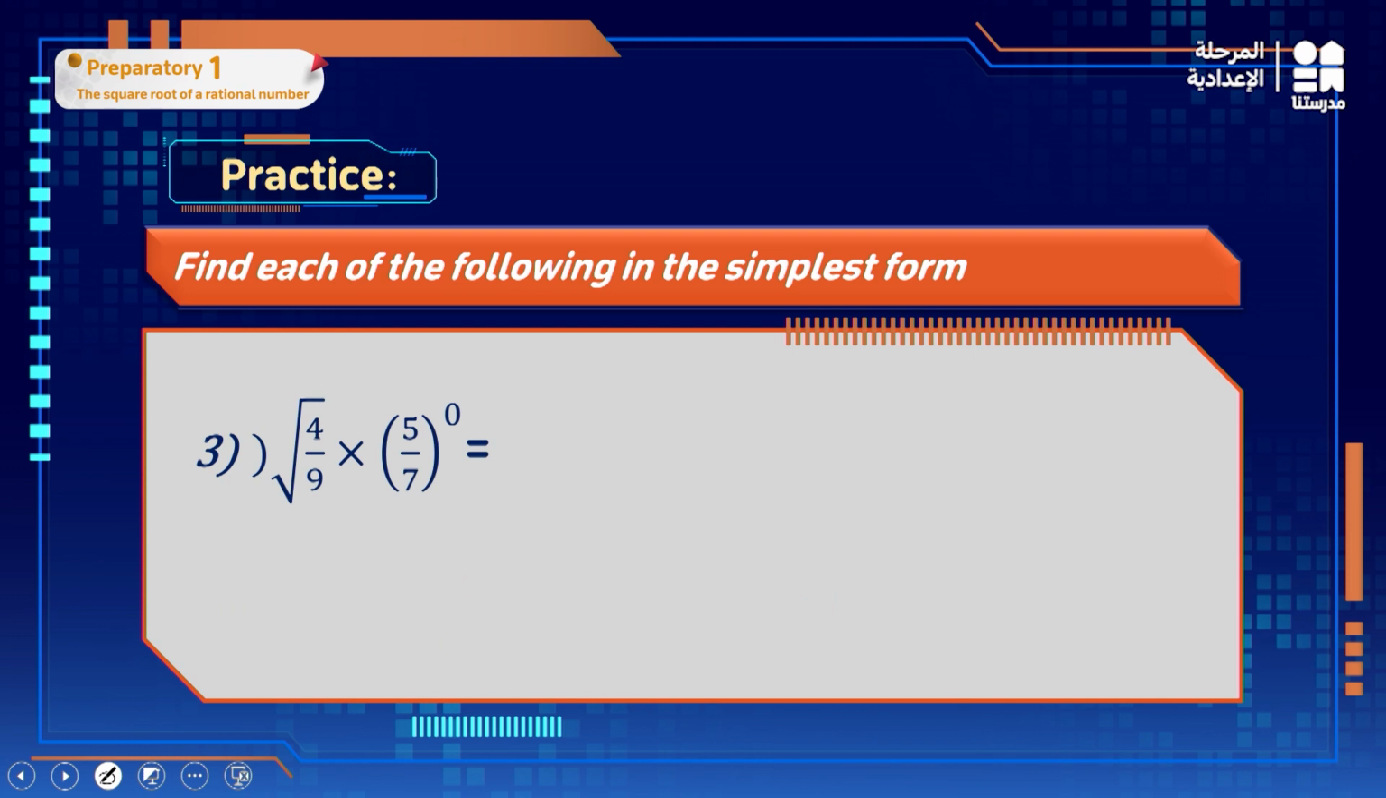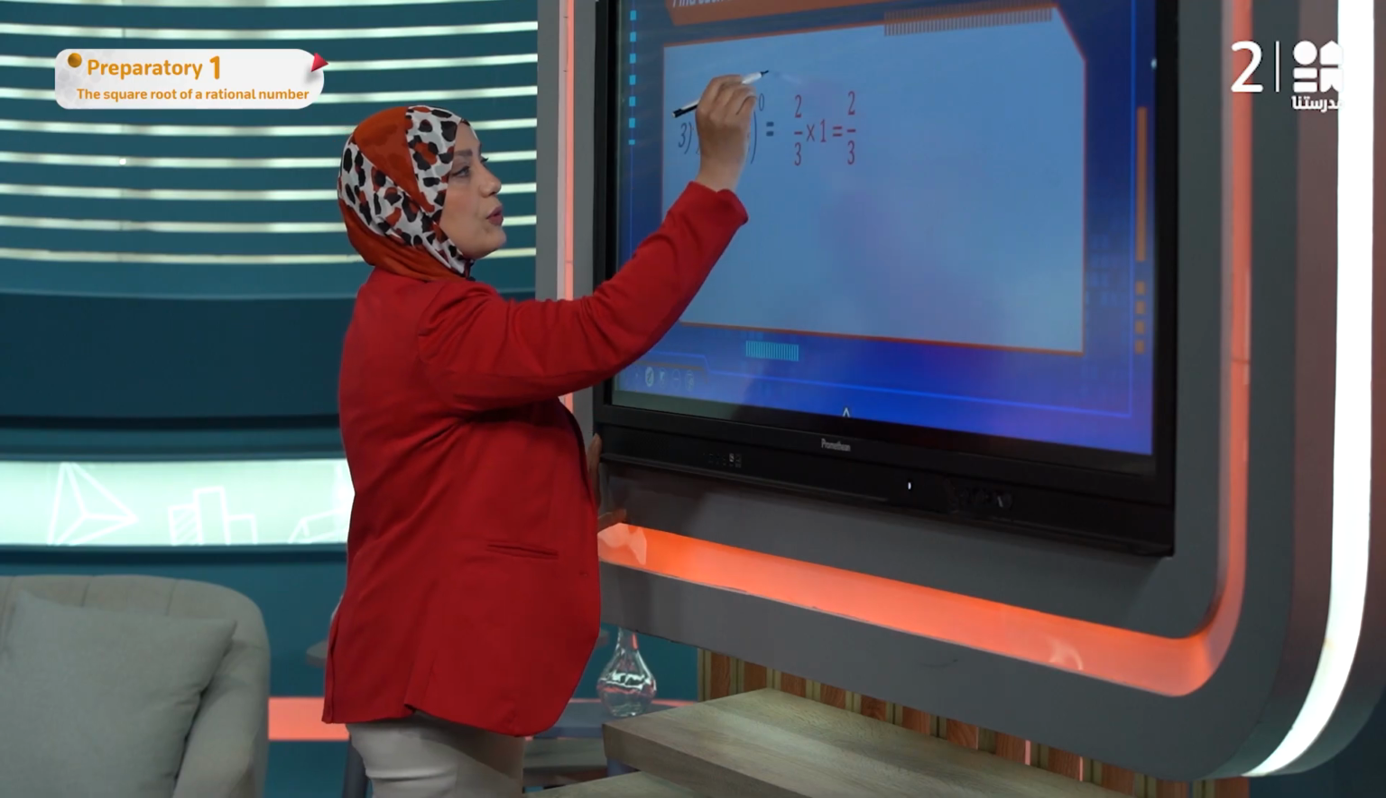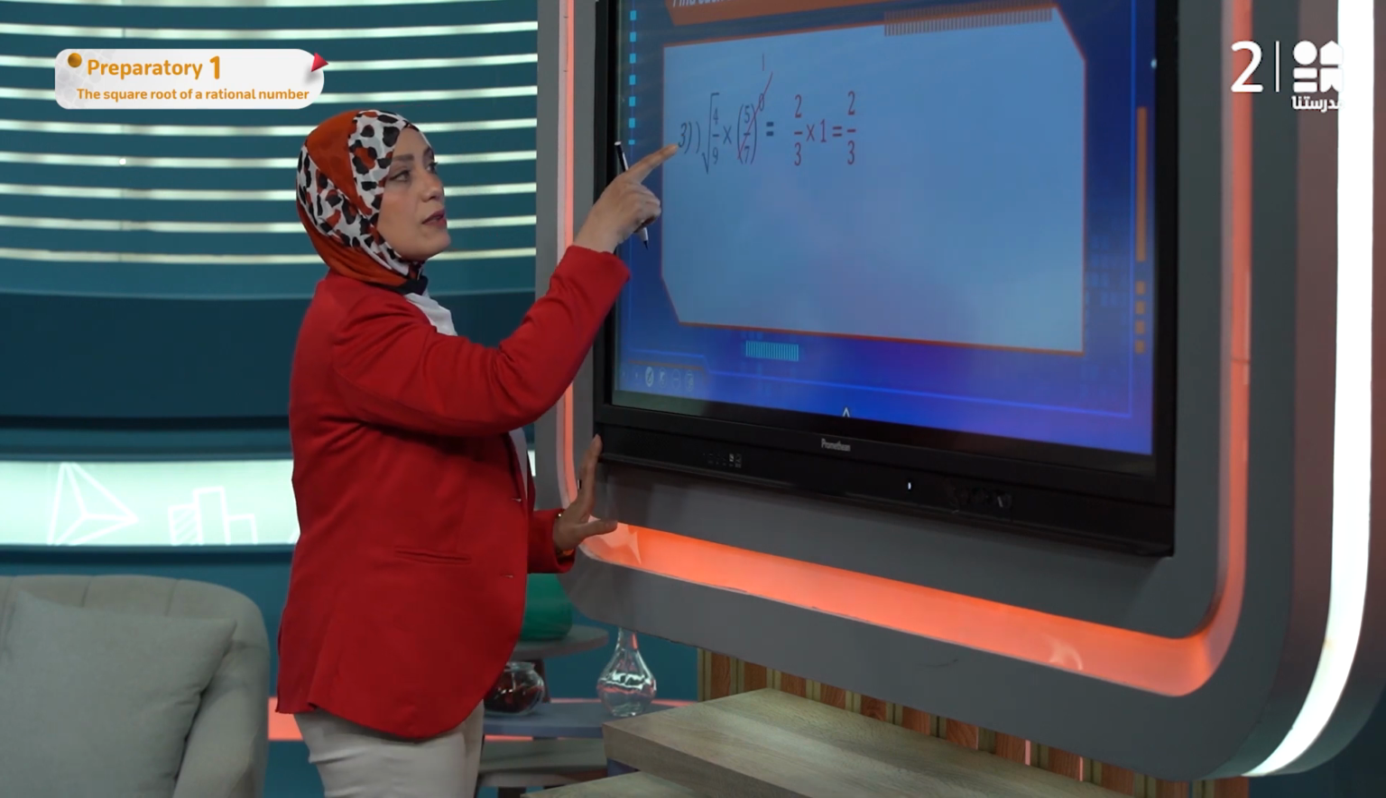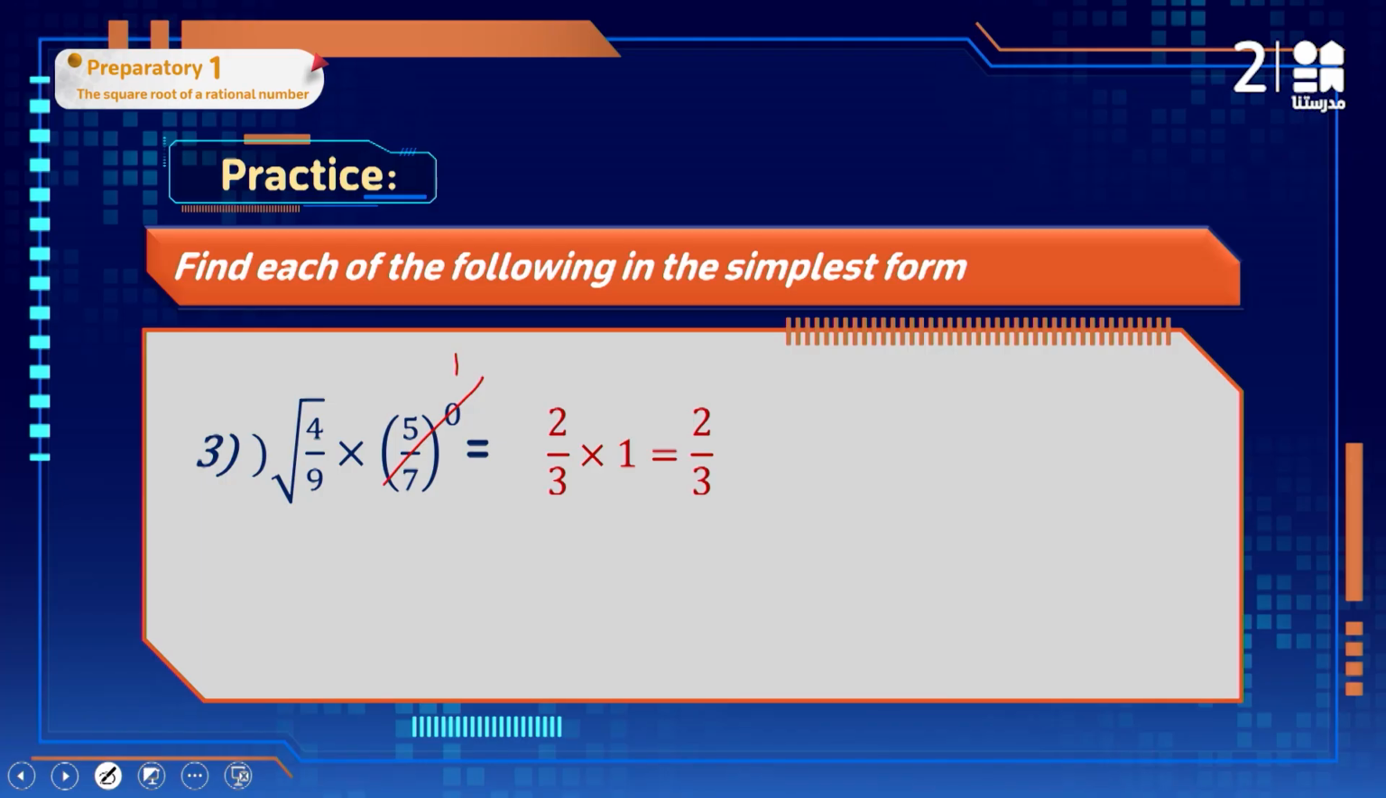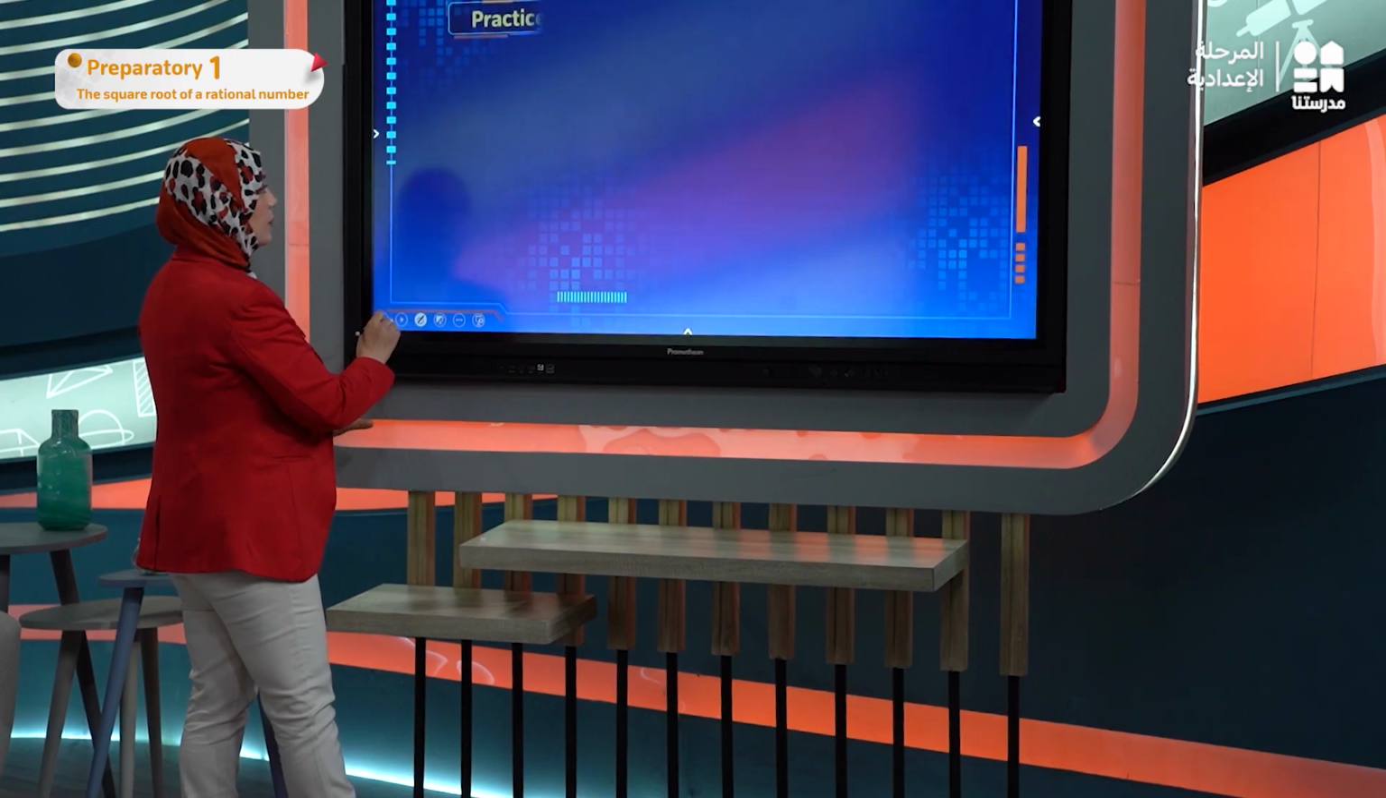Number 3. The square root of 4 over 9 times 5 over 7 to the power of 0. As we know, any number to the power of 0 equals 1. So the square root of 4 is 2 and the square root of 9 is 3, times 1 equals itself, which is 2 over 3.